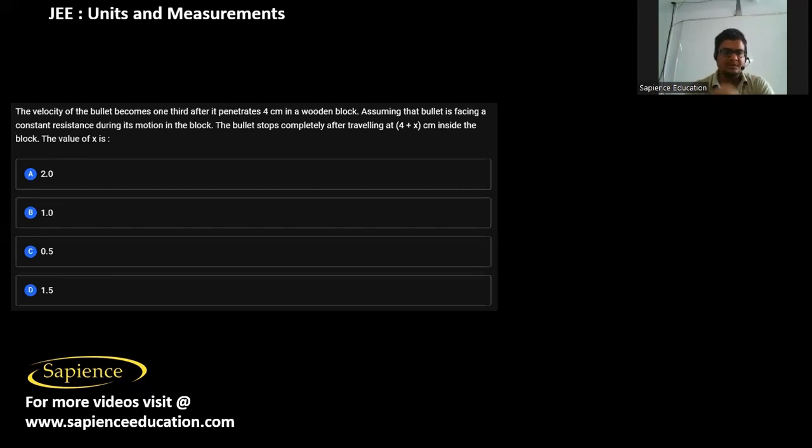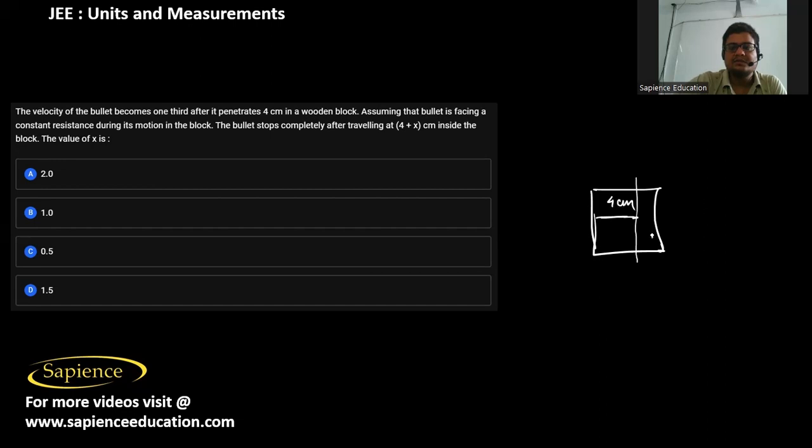Then here it is told the velocity of the bullet becomes 1/3 after it penetrates 4 centimeter in a wooden block. So after it penetrates 4 centimeter in a wooden block, the velocity of the bullet becomes 1/3. Let's say its initial velocity is u, and here the final velocity will be u by 3.